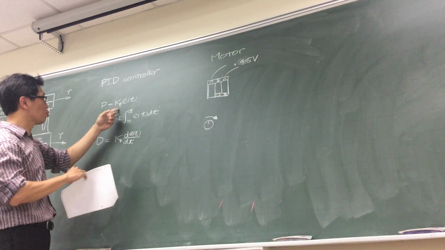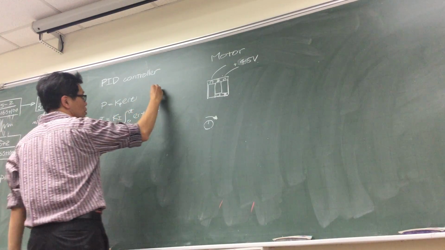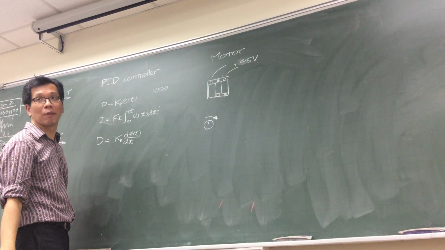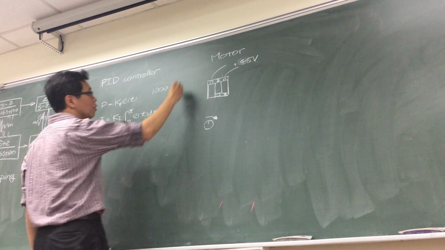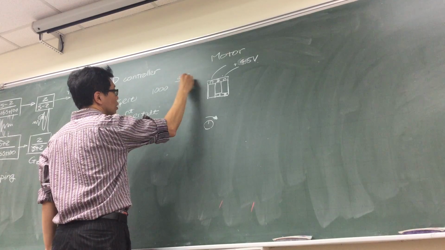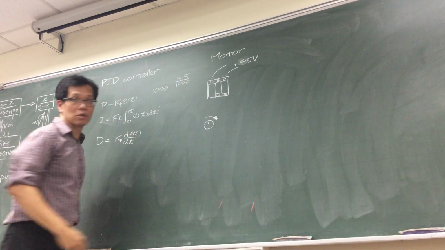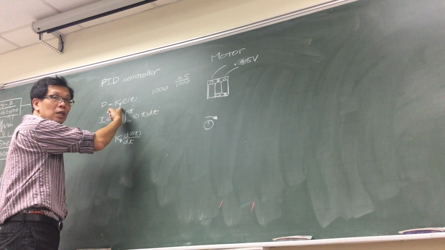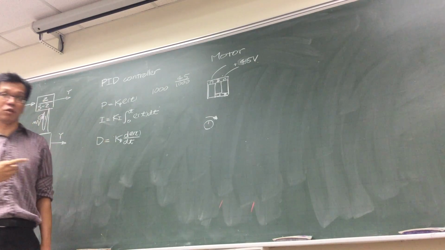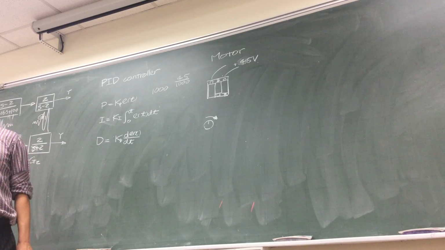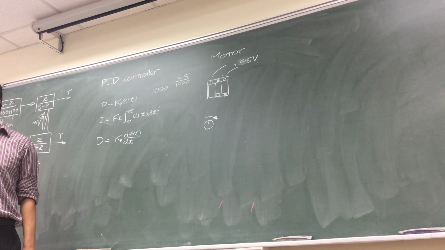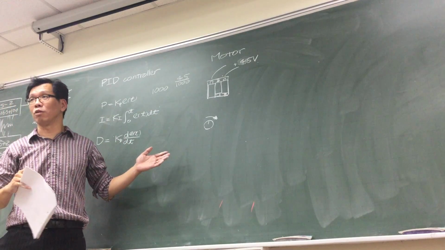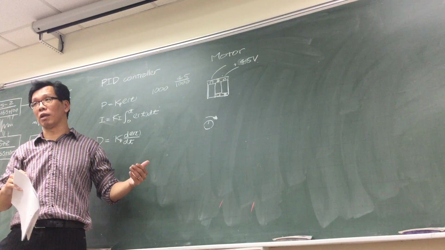So if you say KP is 1,000, what is the maximum error you can have? 4.5 divided by 1,000, which means the KP has its own limitation. You can do anything you want to if you are designing everything using MATLAB, because it doesn't matter what you do. MATLAB is just going to implement the number.